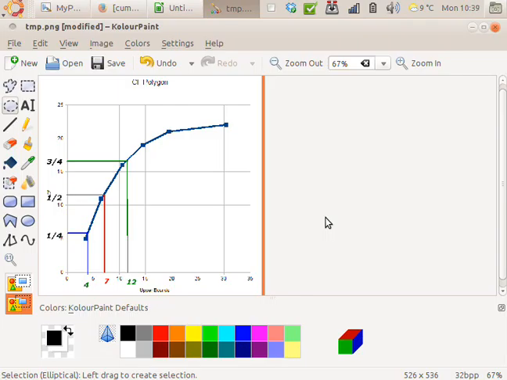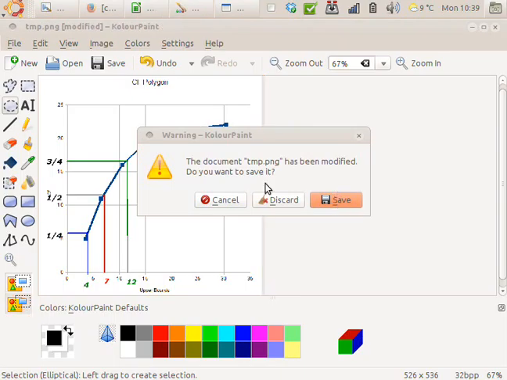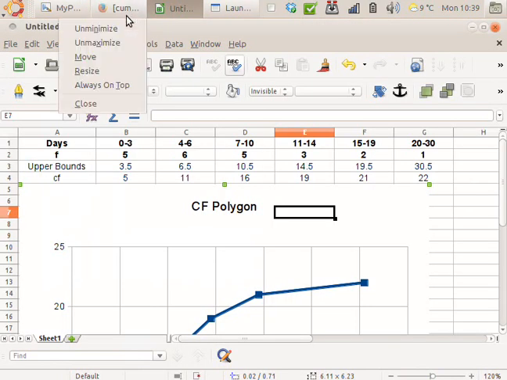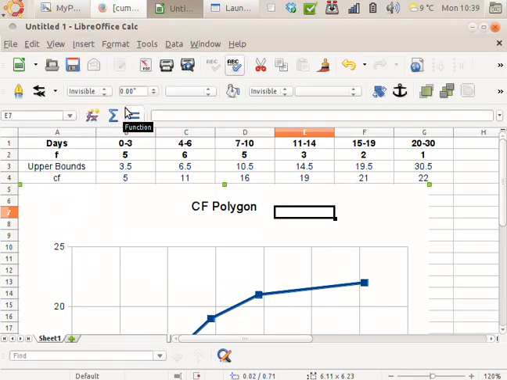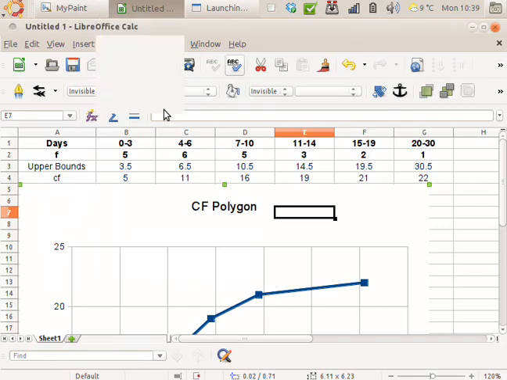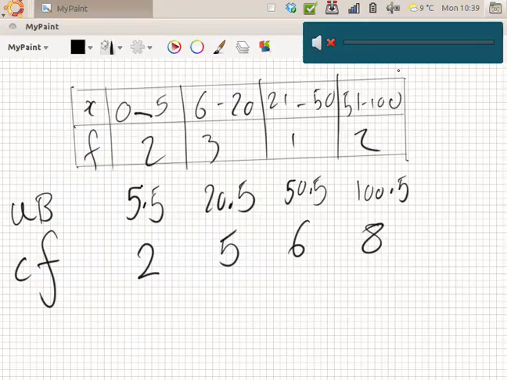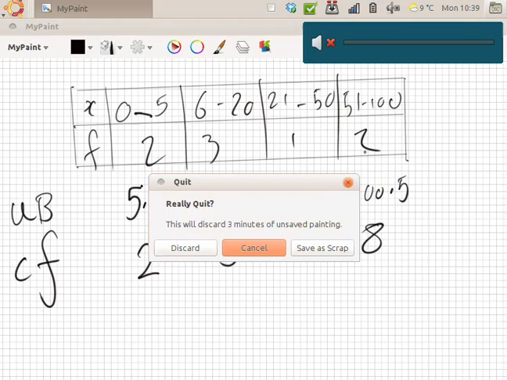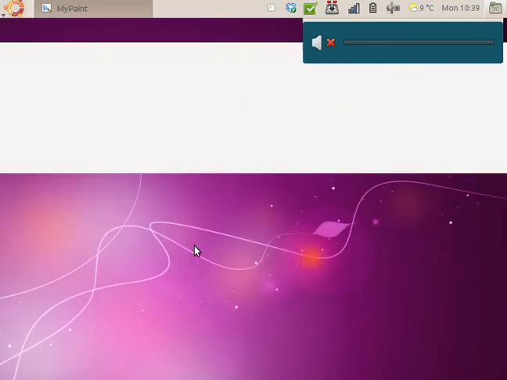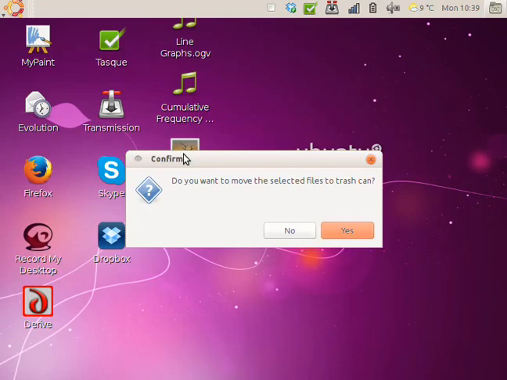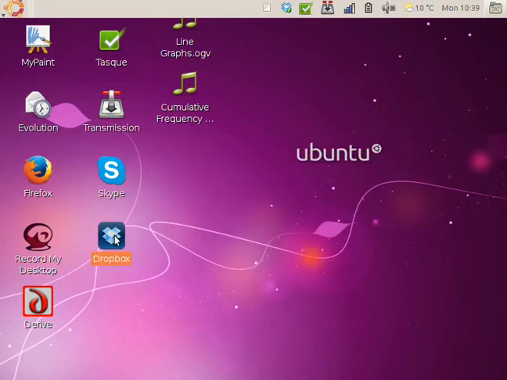Can I close that graph? Yes. Frequency polygon is just another way of saying that. Yep.